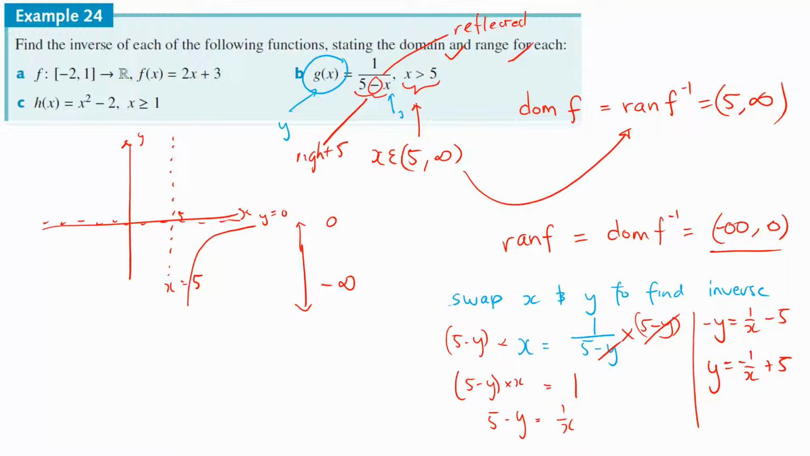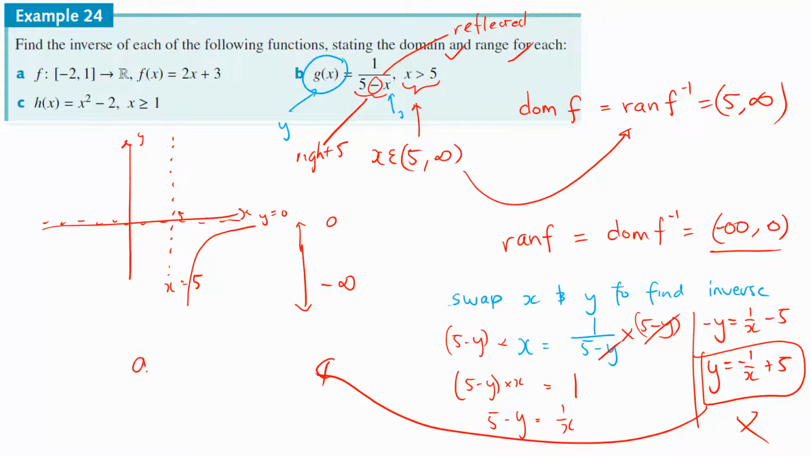So your final answer should actually not be written like this, but it should be written as g with a negative 1 of x. That's g inverse of x equals negative 1 on x plus 5. That is your correct way of writing it.